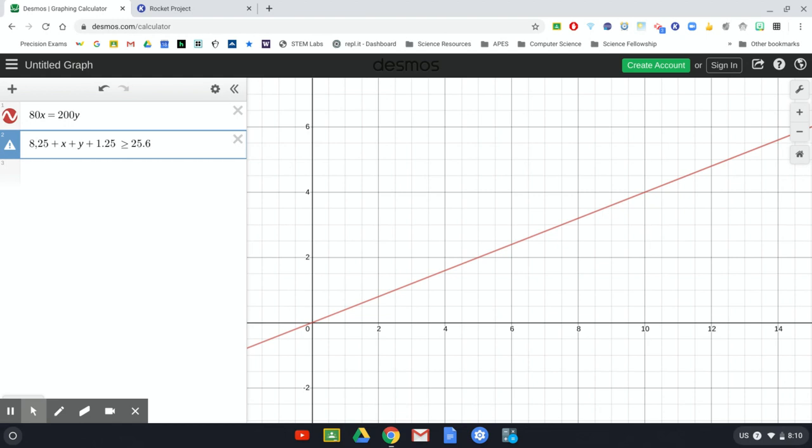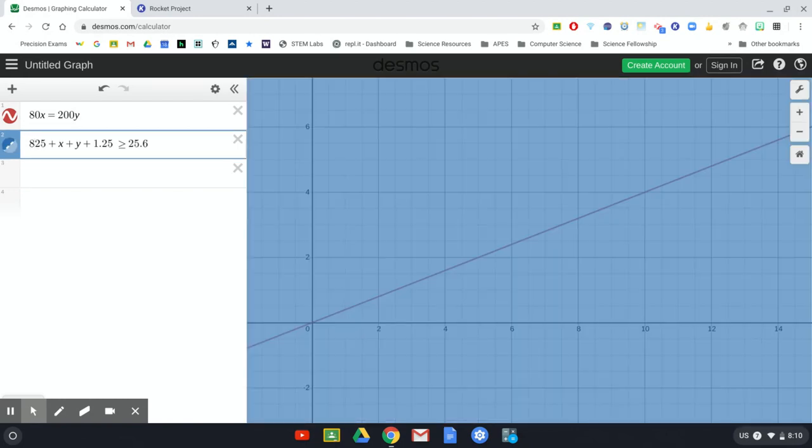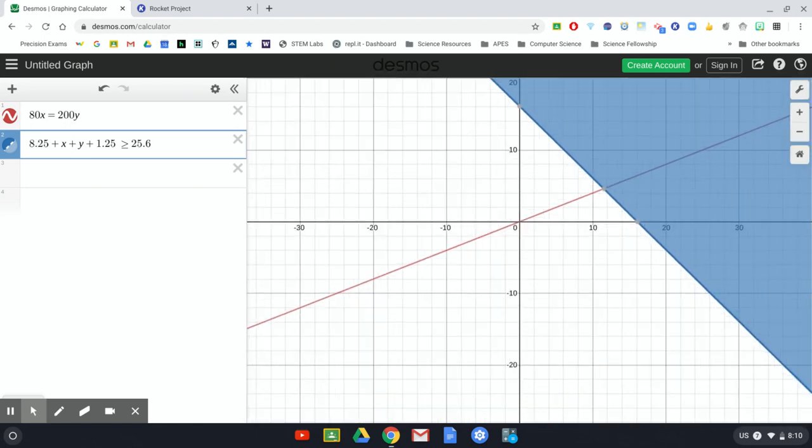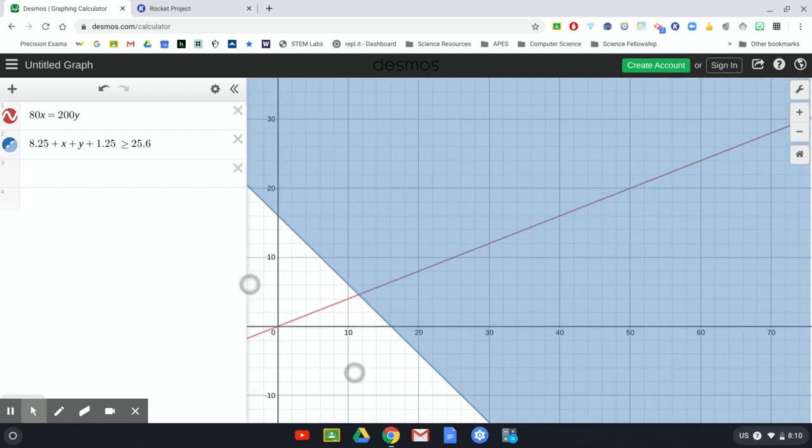25.6 inches. So when I hit enter here, whoops, what did I do? I put a comma instead of a period. There we go. Notice that it's now shaded off this whole top part.